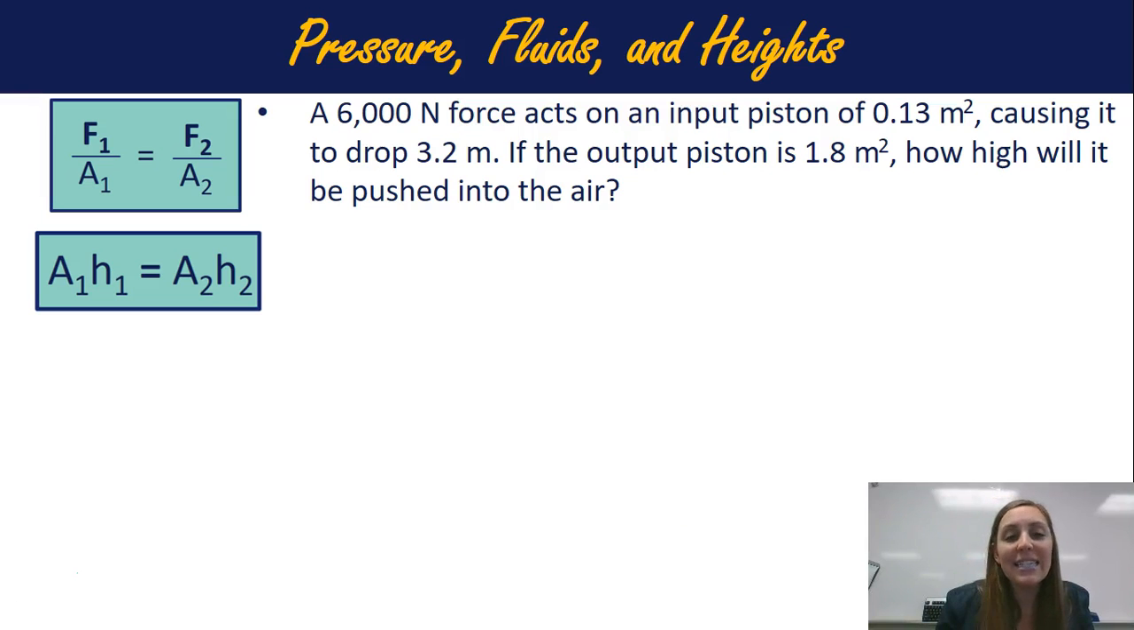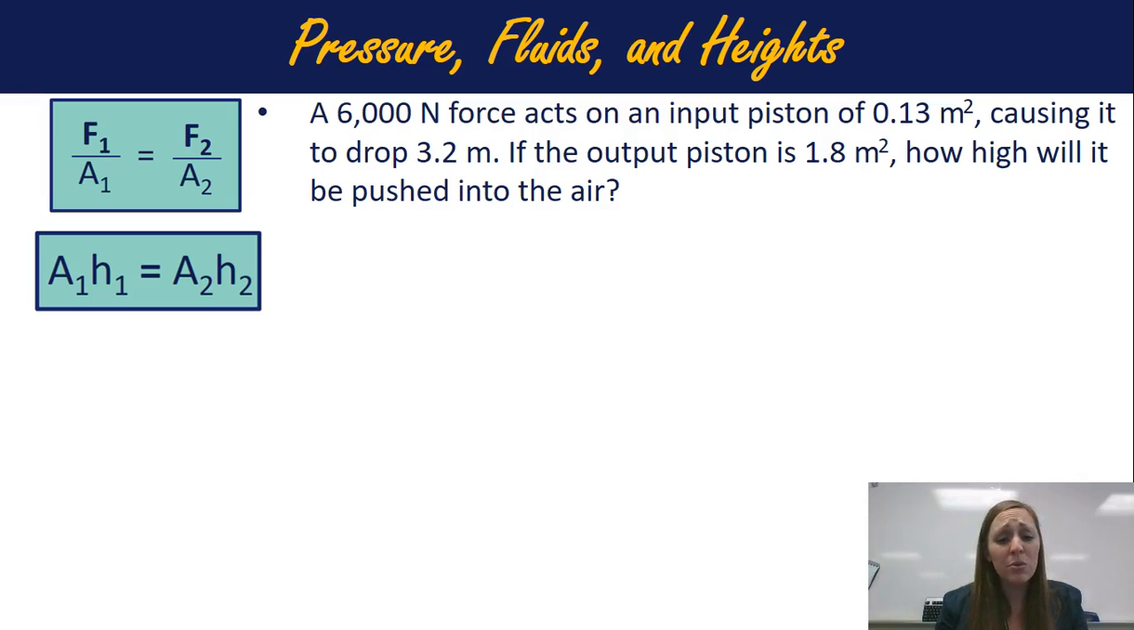A 6,000 Newton force acts on an input piston of 0.13 meters squared. Remember, meters squared already tells you that you're talking about the area of something, causing it to drop 3.2 meters. If the output piston is 1.8 meters squared, how high will it be pushed into the air?